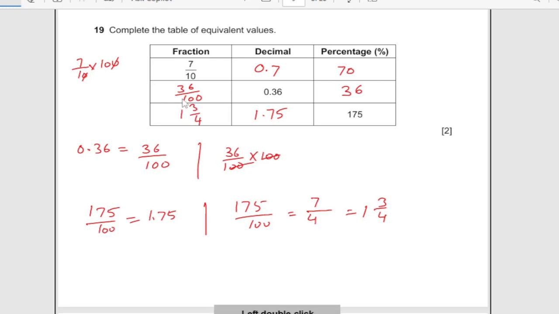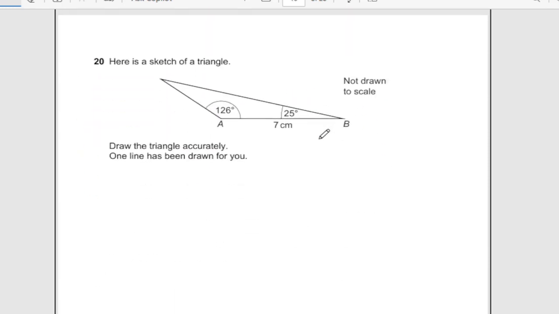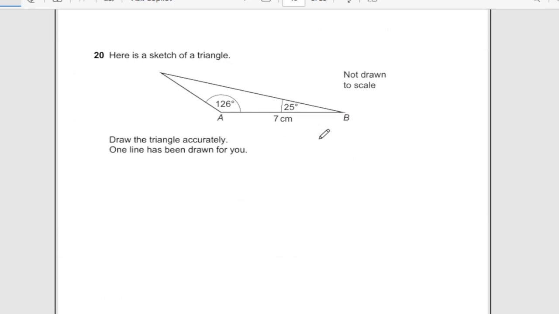Okay, you can also simplify this one, but we are not told to write it down in simplified form. We can just write it down like that also. Now number 20. Here is a sketch of the triangle. Draw the triangle accurately. One line has been drawn for you.